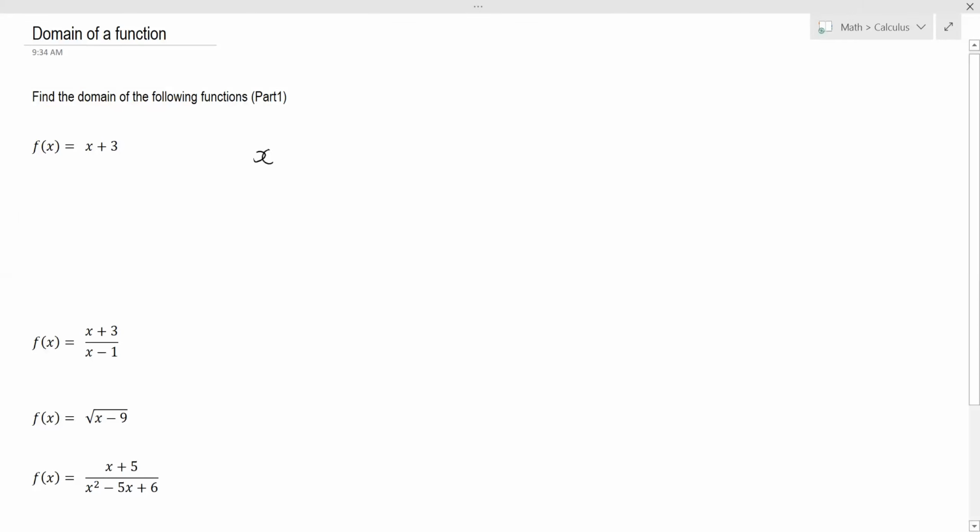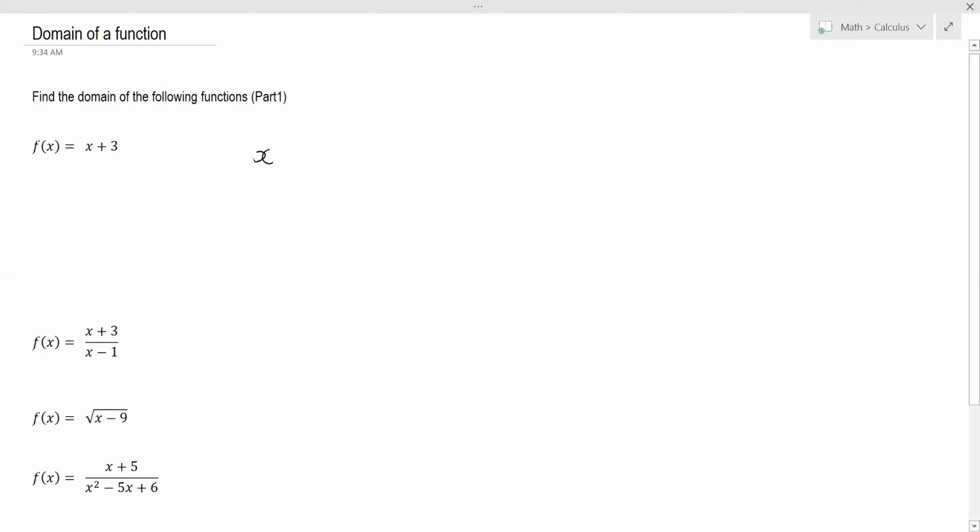x is all real numbers. We can use set builder notation, written like this: x such that x is all real numbers.